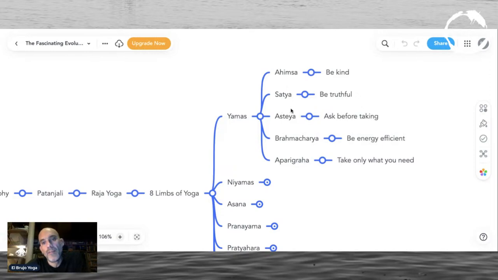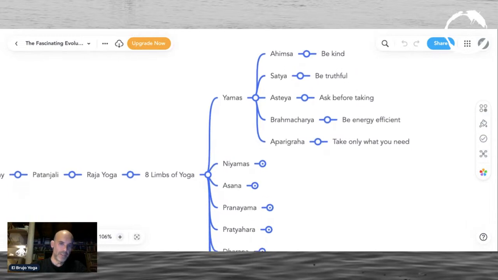And they are five, and they are ahimsa, which would be kindness, or don't use violence. Satya, that would be truthfulness, so you say the truth. Asteya, that would be don't steal or ask before taking. Brahmacharya, traditionally translated as celibacy, but it would be taken as being efficient with your energy. And aparigraha, that would be non-greediness, or take only what you need. So these would be the five yamas.